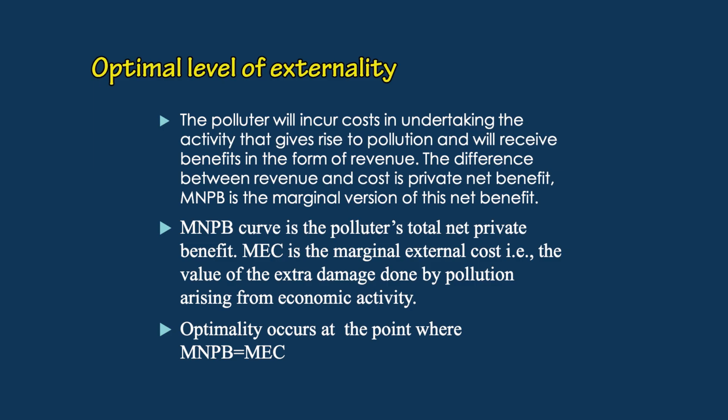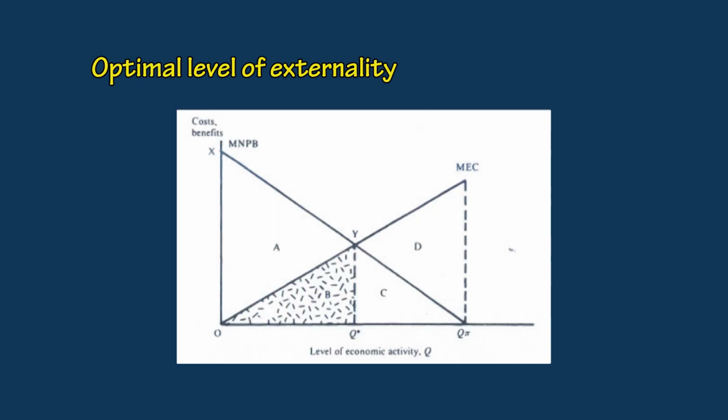What is the optimal level of externality? The optimal level of externality is reached where the MNPB curve intersects the MEC curve. And as we can see from the diagram, this occurs for output level Q star. So, Q star is that level of economic activity which will give rise to the optimal level of externality, or say the optimal level of pollution.